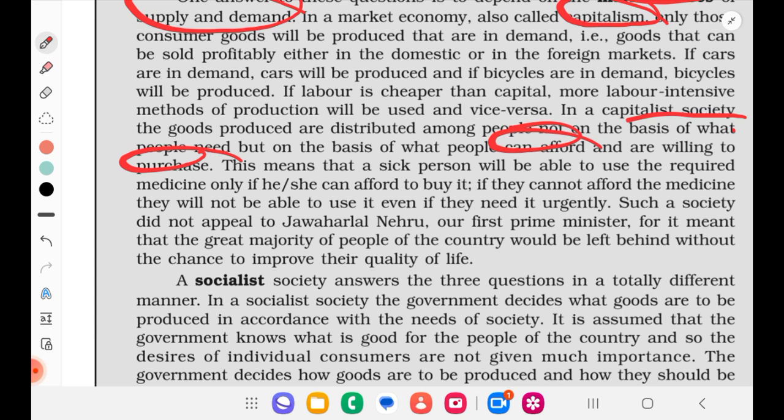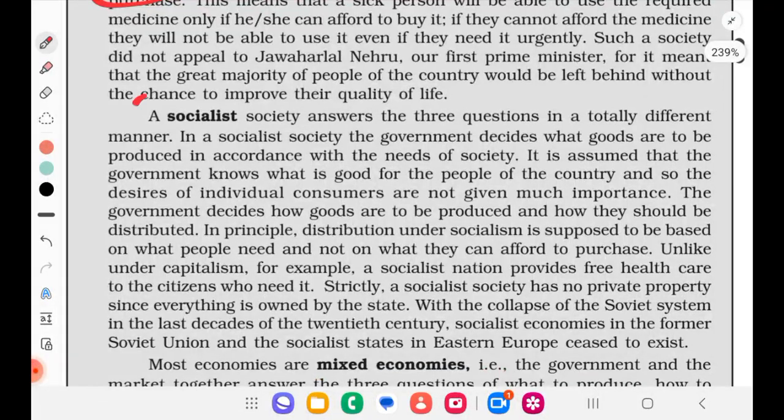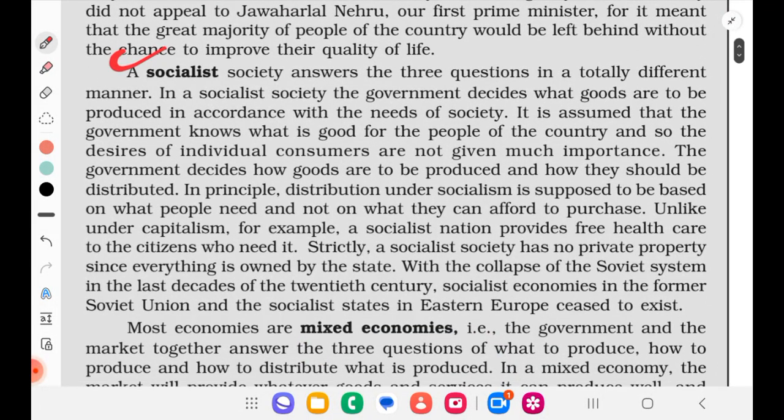For it meant that the great majority of people of the country would be left behind without a chance to improve their quality of life. A socialist society answers the three questions in a totally different manner.